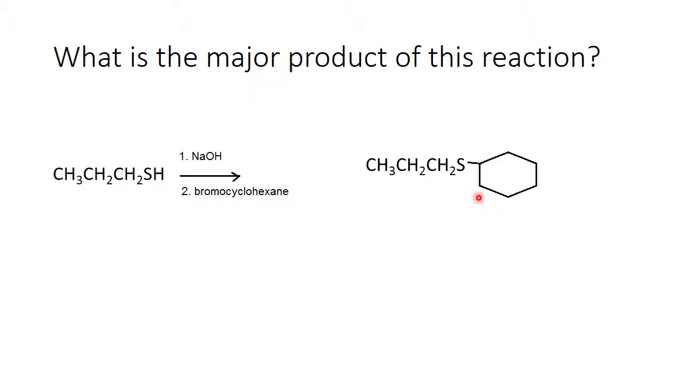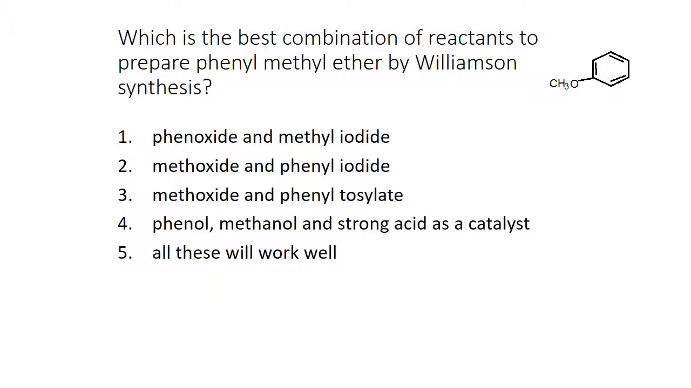So what do we name this sulfide here? Well, because cyclohexyl comes before propyl, we would call it cyclohexyl propyl sulfide. Which is the best combination of reactants to prepare phenyl methyl ether by the Williamson ether synthesis?